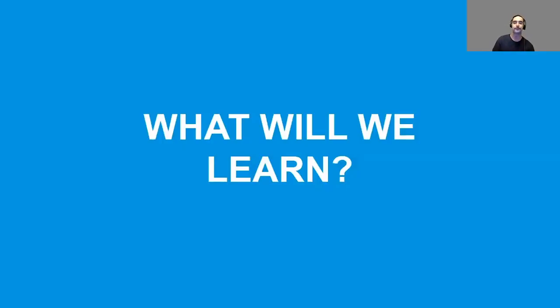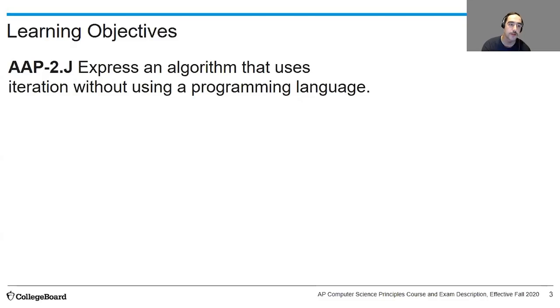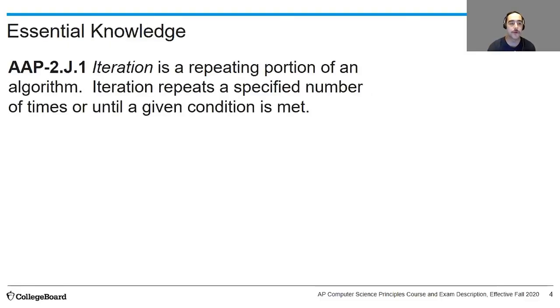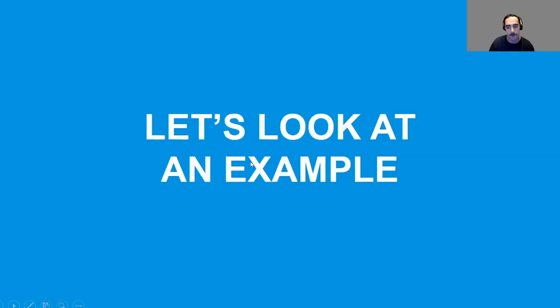What will we learn today? Today, we will look at how to express an algorithm that uses iteration without using a programming language. Remember that iteration is the repeating part of the algorithm, so sometimes we call it a loop. It's the part that repeats. Here's an example of what that might look like in a flow chart. You'll notice that it loops until the condition is true, and then it makes its way out of the loop. So let's take that and look at an example.